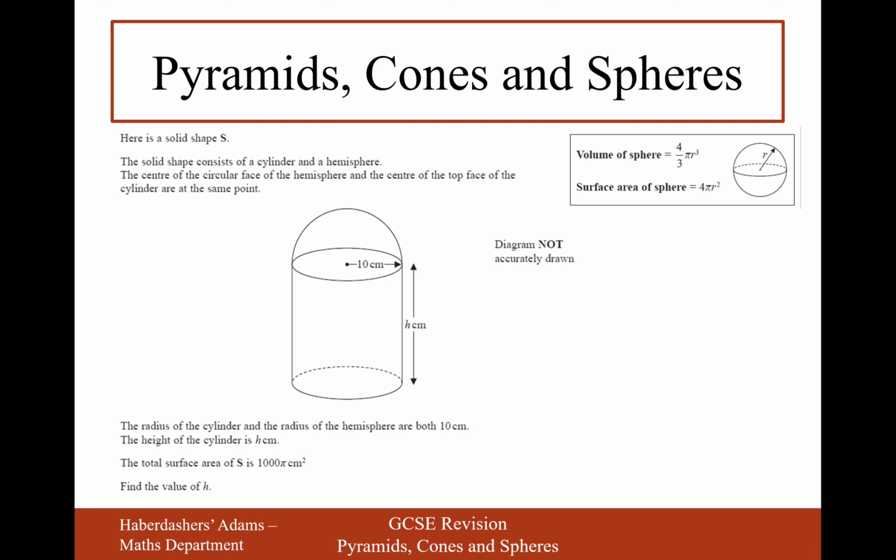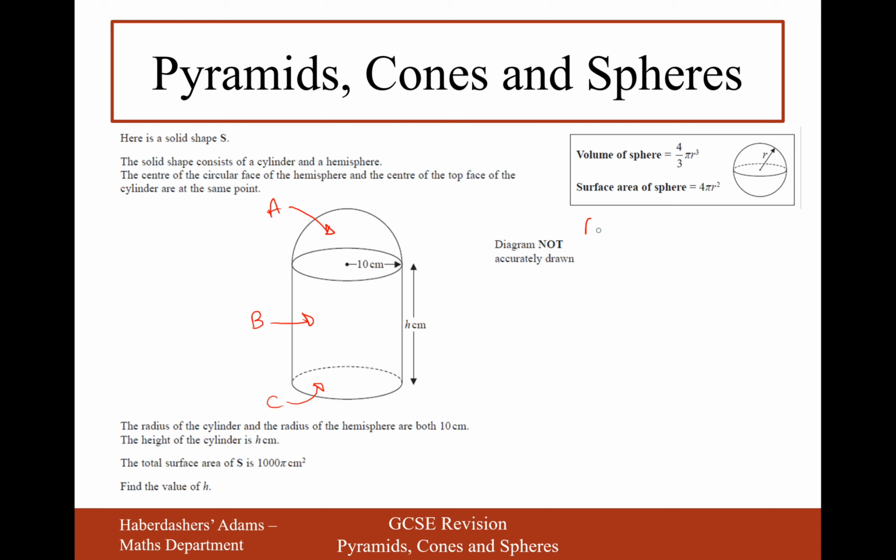Okay, so it says here the radius of the cylinder and the radius of the hemisphere are both 10. The height of the cylinder is h. The total surface area of S is 1000 pi. Calculate the value of h. So, for surface area, we need to break our shape into individual parts. So we've got A, B, and C.